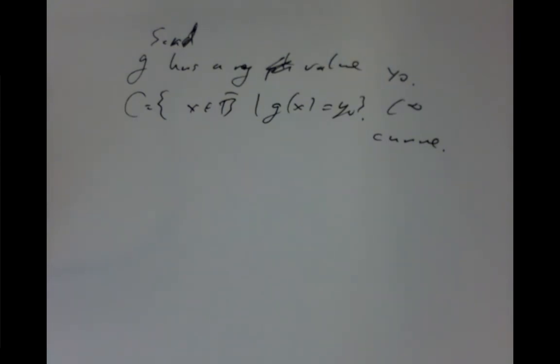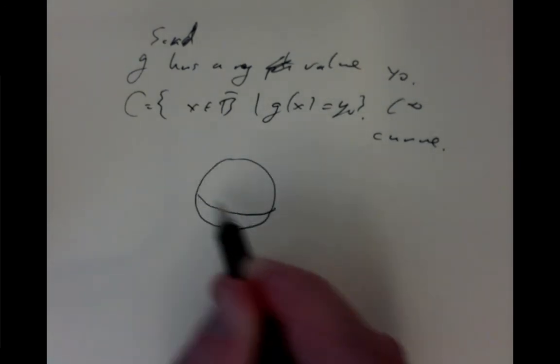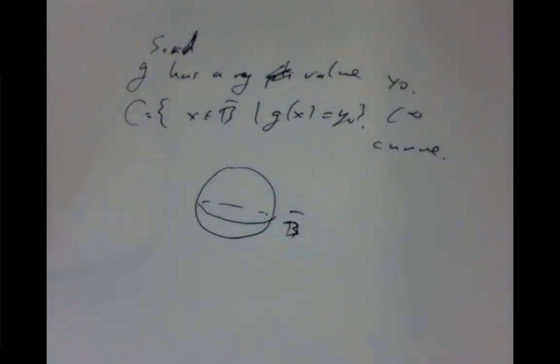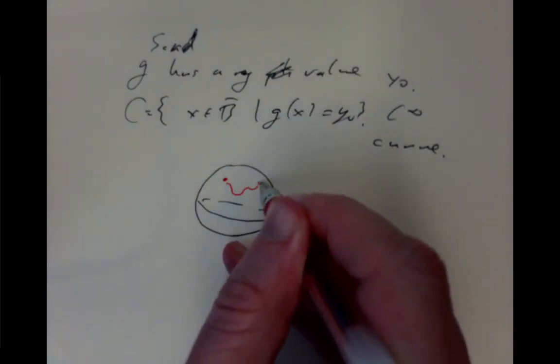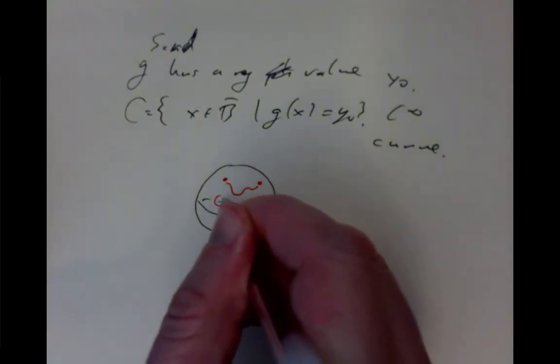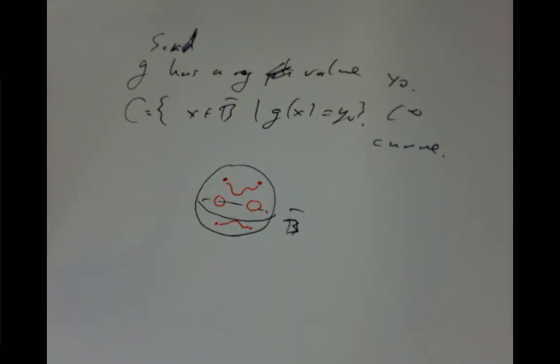But it has to be a smooth curve, possibly with boundary. So we've got our ball B bar, and then we've got this curve C, which is somehow living inside it, starting at some point, and then maybe wiggling around, and maybe going to some other point, and then maybe having some circles as well. And maybe another component over here. It's a curve. We don't know that it's a connected curve. We only know that it's a smooth curve.